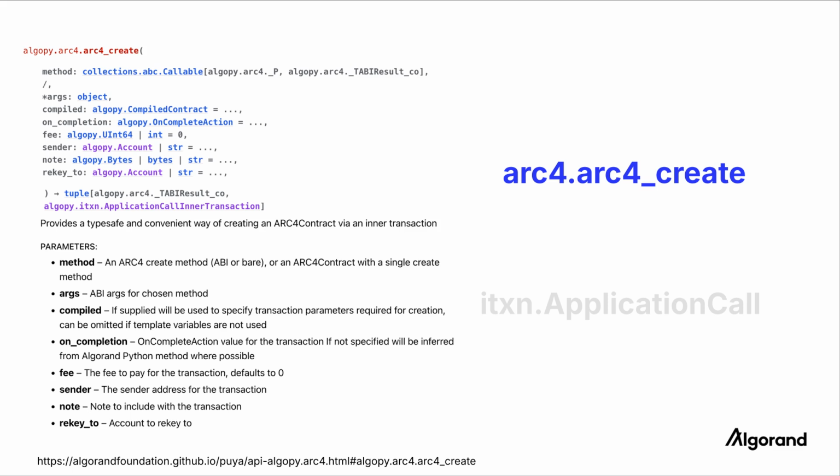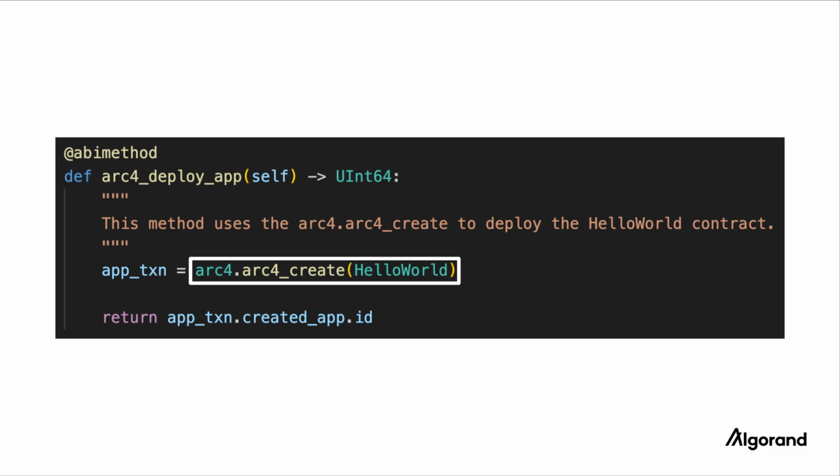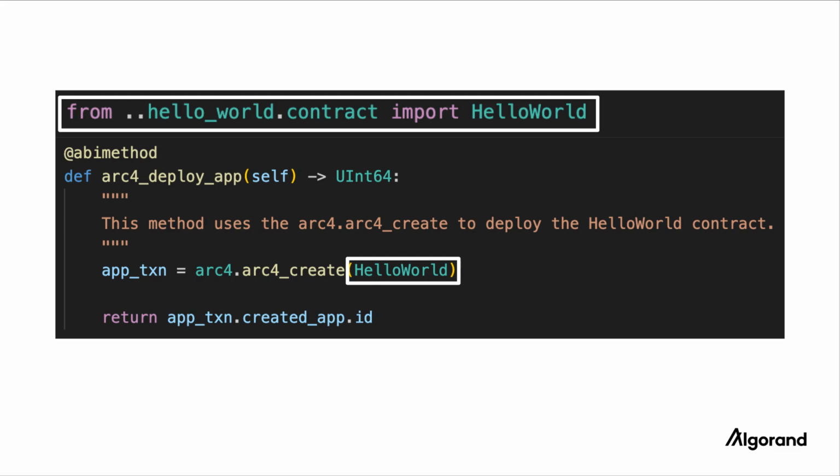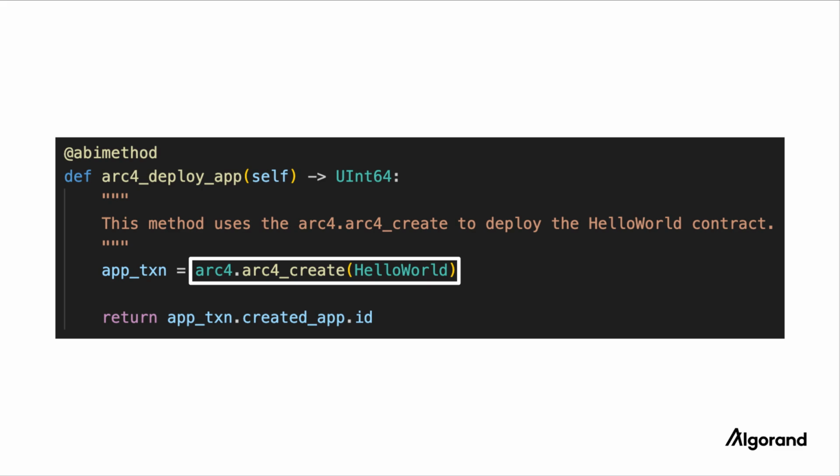The recommended method for deploying smart contracts within a smart contract is to use ARC4.ARC4_create method, as it provides a high-level API that makes it easy for you to deploy a smart contract. All you need to do is pass in either an ARC4 create method defined in the smart contract or an ARC4 contract with a single create method. In this example, we're calling the ARC4_create method, and we're passing in the Hello World contract class imported from another directory. This one line of code will deploy the Hello World smart contract using inner transaction.